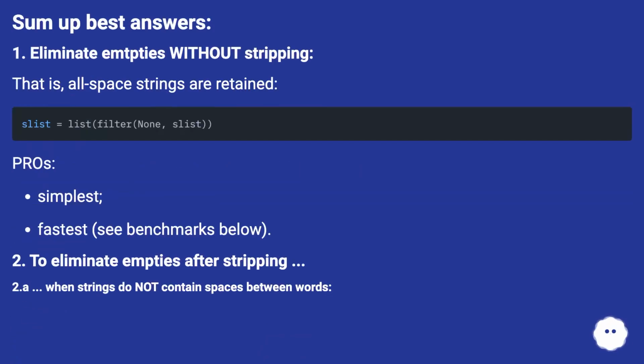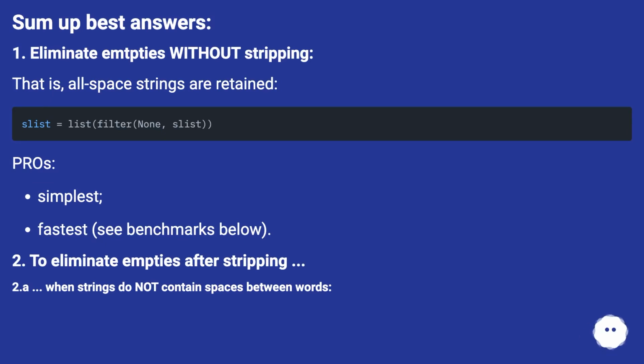Sum up best answers. 1. Eliminate empties without stripping. That is, all-space strings are retained. Pros: simplest, fastest, see benchmarks below. 2. To eliminate empties after stripping.